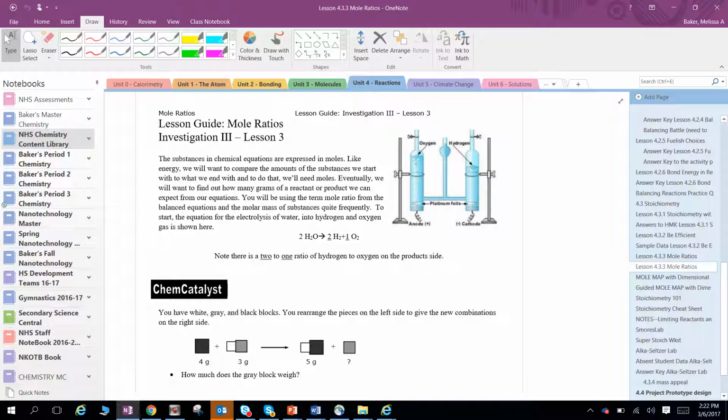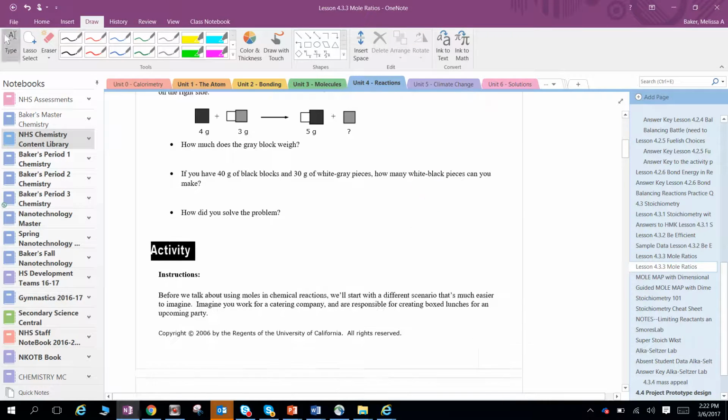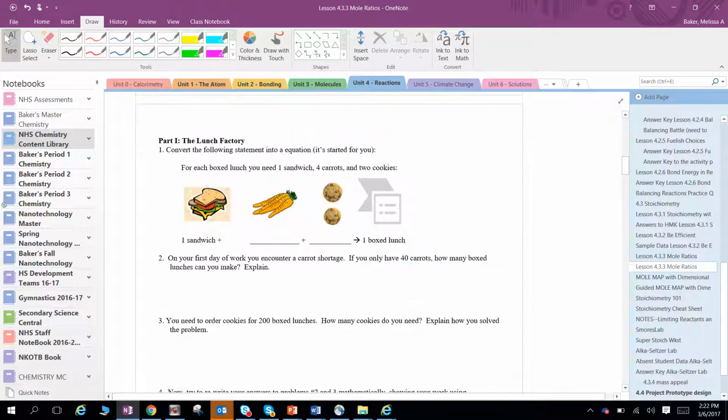So you're going to learn the term mole ratio from the balanced equation, and we're going to be using the term molar mass quite frequently, which should be a review. So we will go over that again. So just so we're clear on what we're talking about, in this reaction pictured here, there is a 2-to-1 ratio of hydrogen to oxygen. So it's talking about the numbers that are out front of the reactants or the products. So let's go down to the activity.